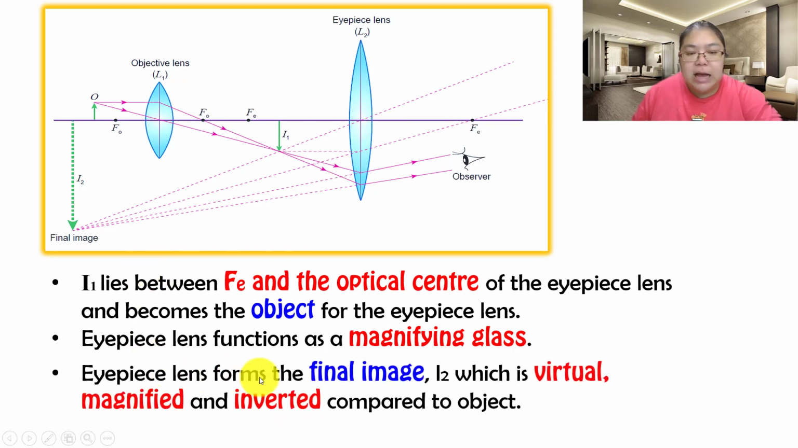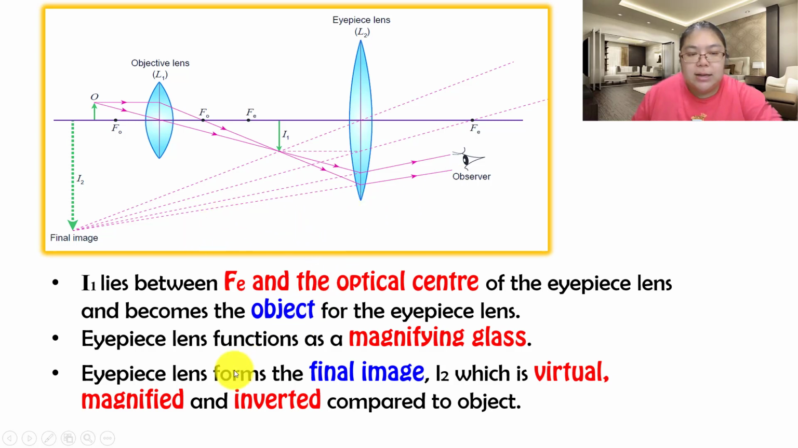The eyepiece lens forms the final image, I2. When it passes through this part, this becomes the object already. So for this object, the bottom, draw a ray passing through the center straight, going down. Then for another one, you draw a straight line coming here, then pass through FE, then go down. Then for the rest, you just continue to join the line. This one is a broken line. You continue to draw the line going downwards.